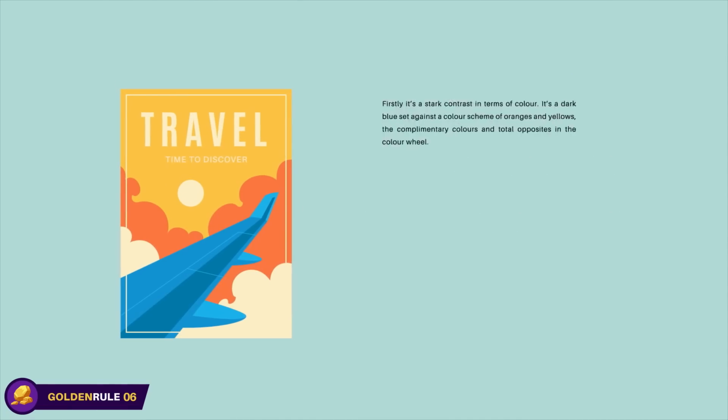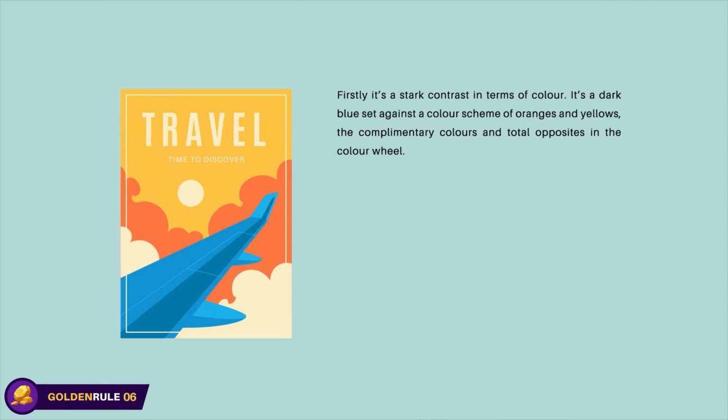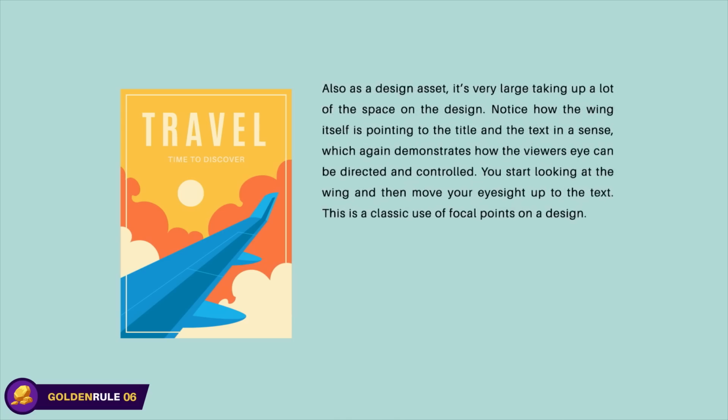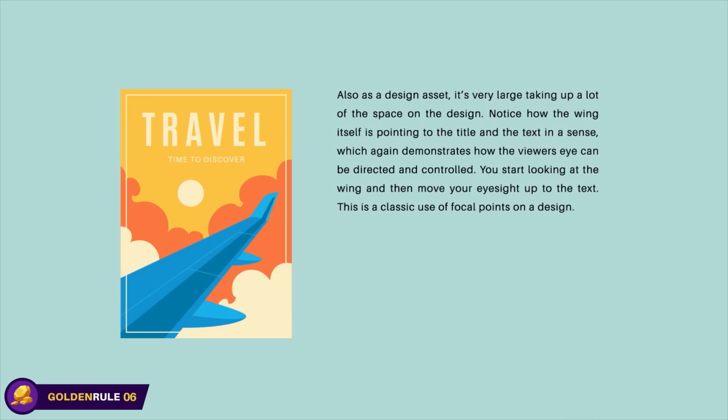And on this example here, what do you deem to be the main focal point of interest? Firstly, it's a stark contrast in terms of colour. It's a dark blue set against a colour scheme of oranges and yellows, which are the complementary colours and the total opposites in the colour wheel. Also, as a design asset, it's very large, taking up a lot of space on the design.